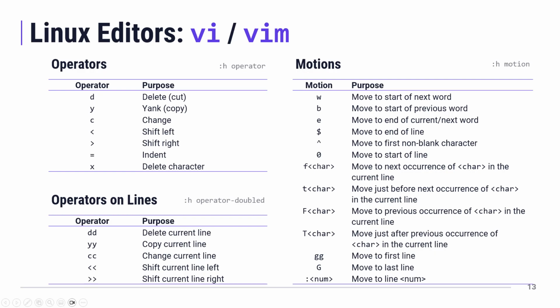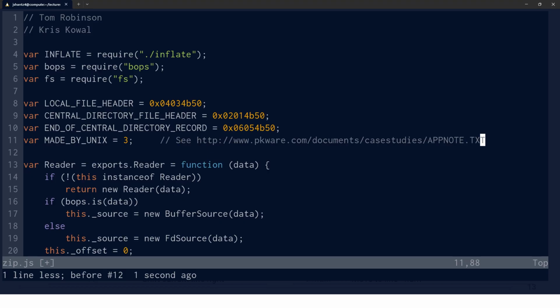If I want to move to the end of the line, it is dollar sign. If I want to move to the start of the line, it's Shift 6, so the caret, takes me to the first non-blank. 0 takes me to the absolute start.